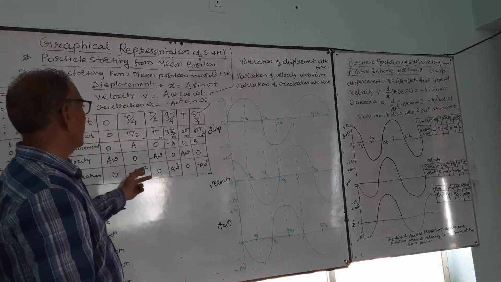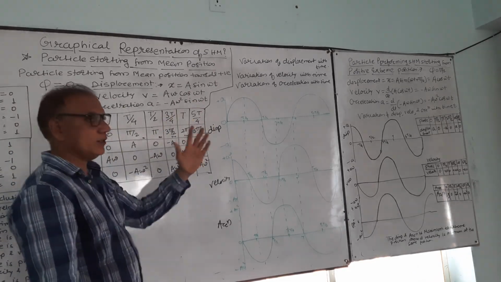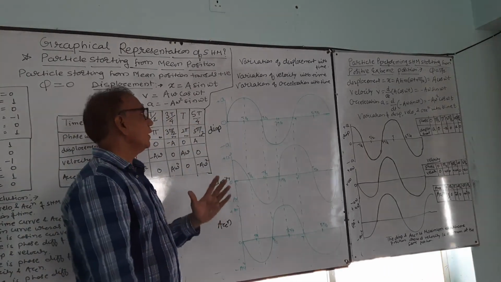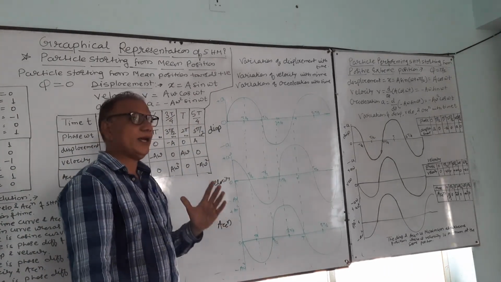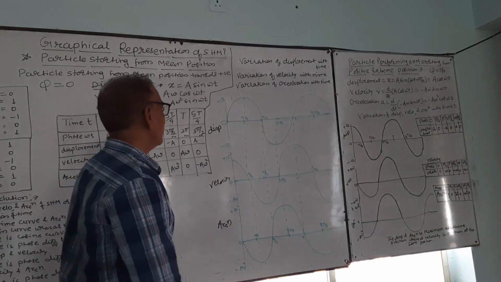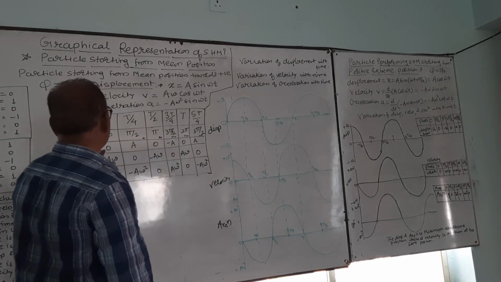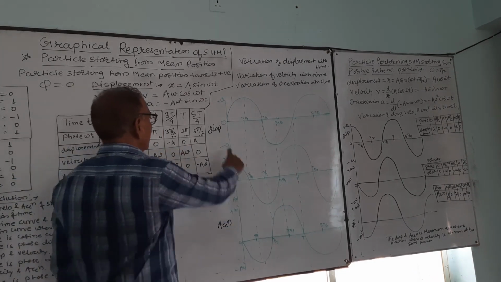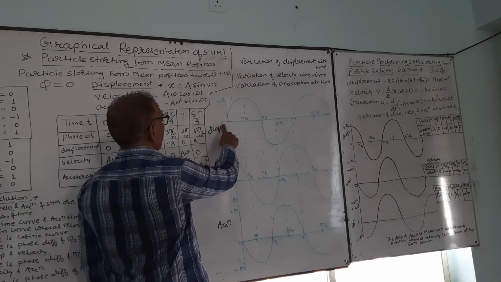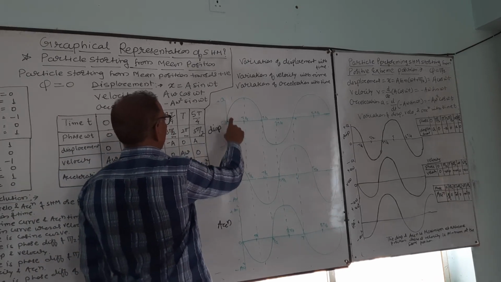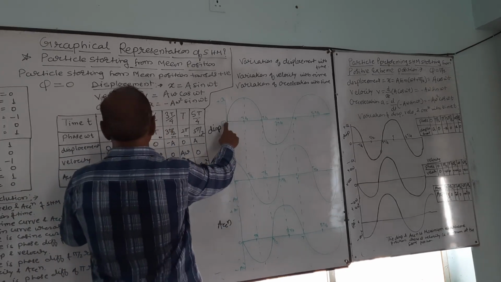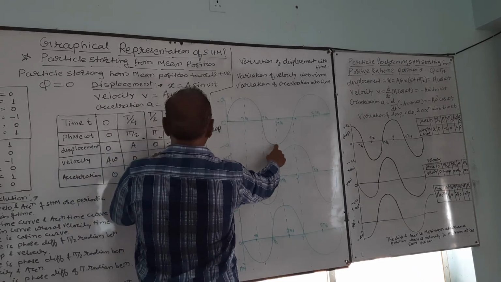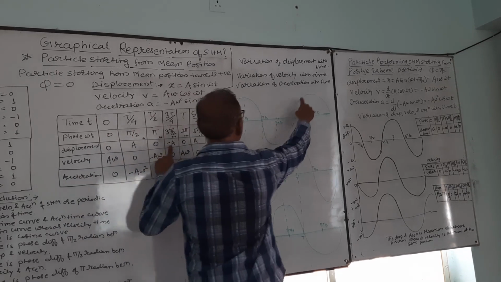Here these are the three different graphs: variation of displacement with time, variation of velocity with time, and variation of acceleration with time. First graph, write these values: 0, a, 0, minus a, 0, a. First graph is displacement, 0, minus a and plus a. You have to find this value. First is 0, second one is a, third one is 0, then minus a, then 0 and plus a.